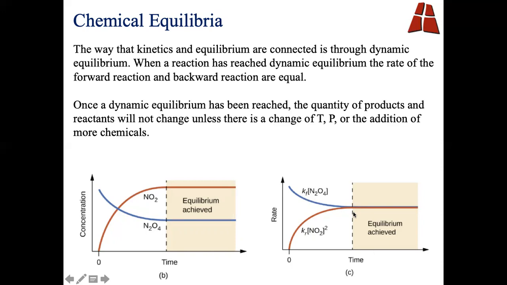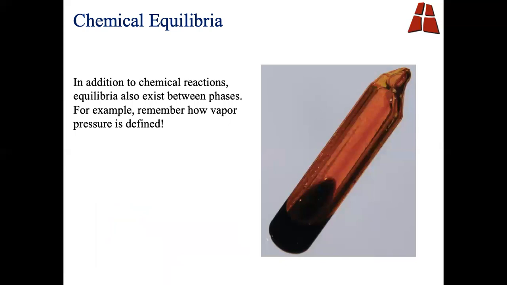Okay. So within that, once that equilibrium has been reached, again, the quantity of products will not change unless we have a change in temperature, pressure, or the addition of more chemicals, which we will talk about next week, how we calculate changes in equilibrium based on those conditions. Okay. So that's with regards to chemical equilibria.